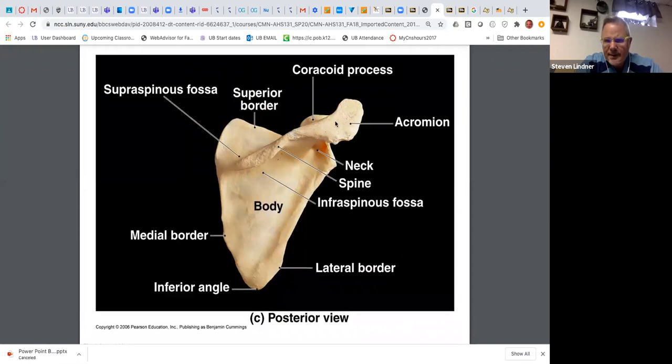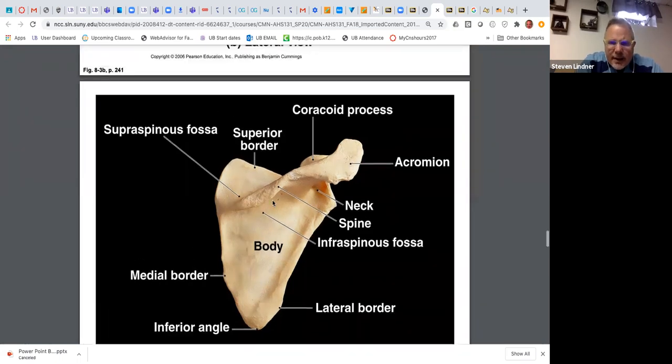So there's the spine of the scapula. Again, follow it up, superior and lateral. There's the acromion process. Superior border, medial border, lateral border. Supraspinous fossa, infraspinous fossa. Vertebral border, axillary border. Lateral angle, superior angle, inferior angle.